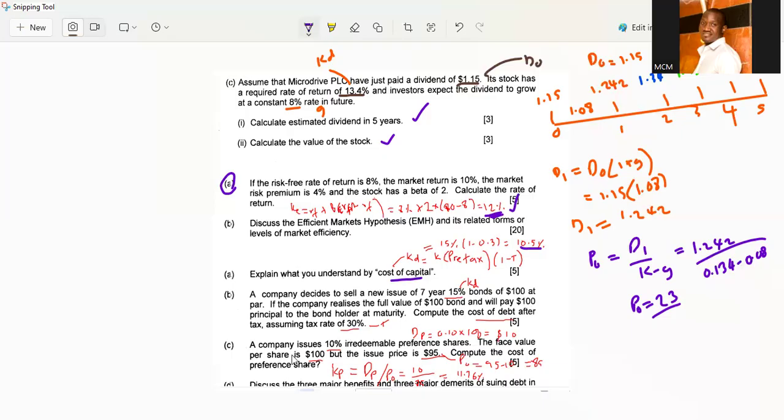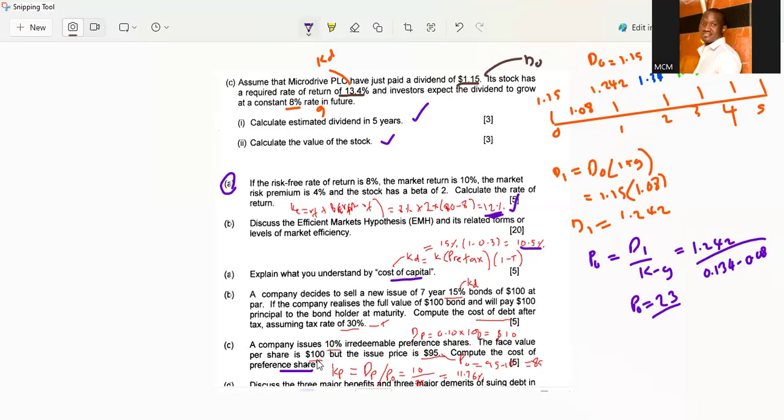Then part C is asking that a company issues 10% irredeemable preference shares. The face value is 100, but the issue price is 95. Calculate the cost of preference share. Preference share is sometimes treated as debt. So the formula I gave you is D over P, which is the dividend paid over the price. We're told that this is 10% of the par value.